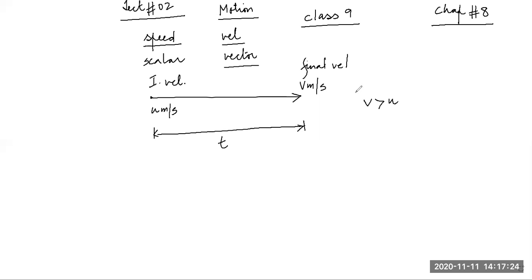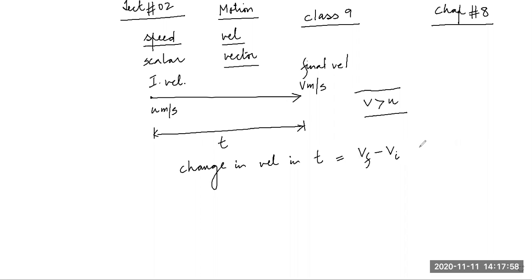Means the velocity is increasing. Let us see. In time t, now students, what is change in velocity? Change in velocity in time t. Anyone? What is change in velocity? Final velocity minus initial velocity. So we can say Vf, that is final velocity, minus Vi, the initial velocity.